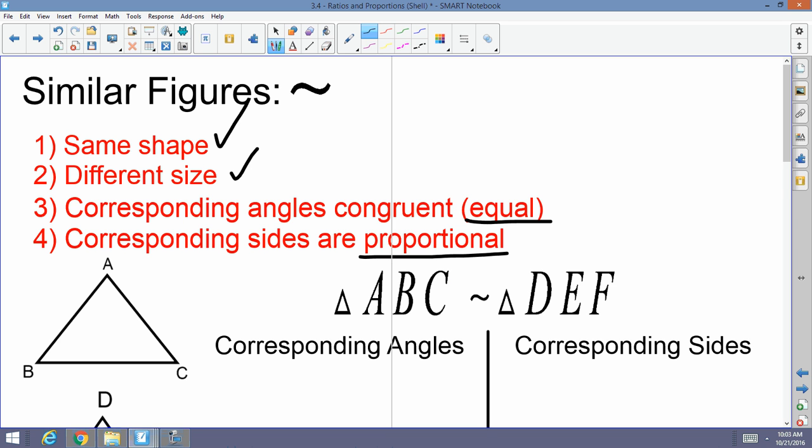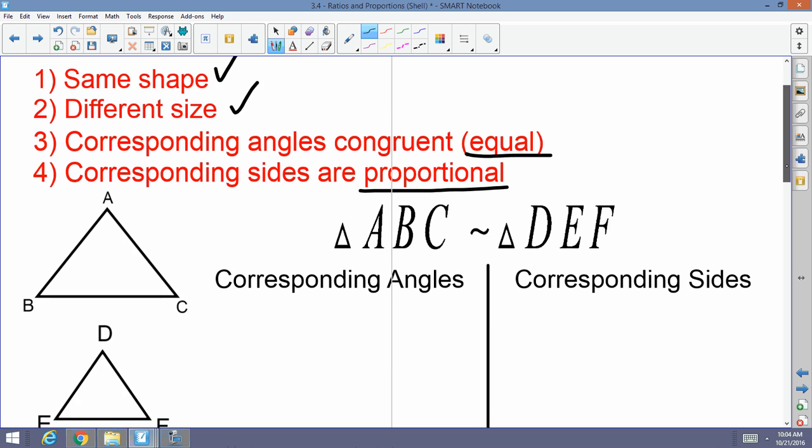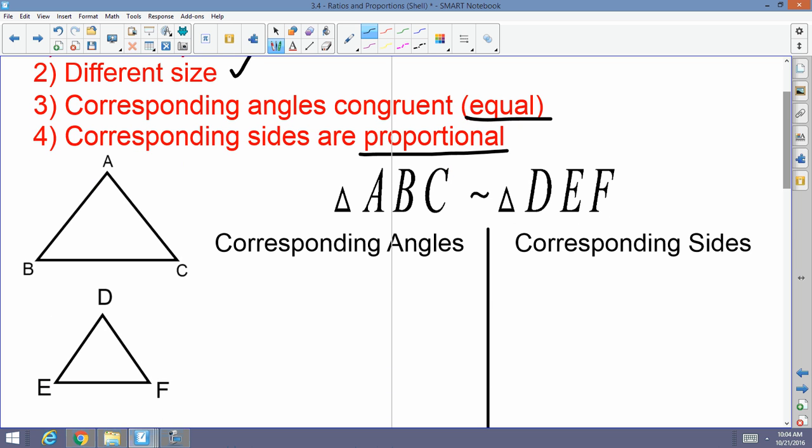Okay? So let's first take a look at remembering how to find corresponding angles and corresponding sides. Which are the corresponding angles? Well, you never, ever look at the figure. You always look at the statement. So this statement right here is very important. You read from the statement.